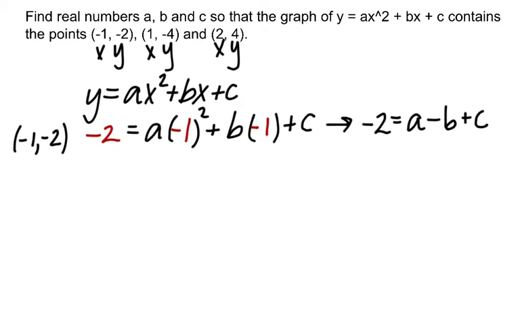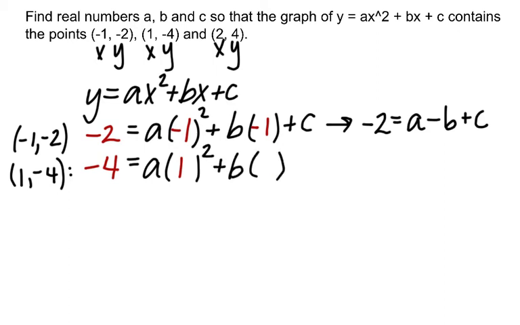So now let's move on to our second coordinate that was given to us, (1, -4). And we'll do the same. We're substituting -4 in place of y. And then in place of all of our x's, we're substituting +1. So that would be a times 1 squared plus b times 1 plus c. Simplify, and our resulting equation is -4 equals a plus b plus c.